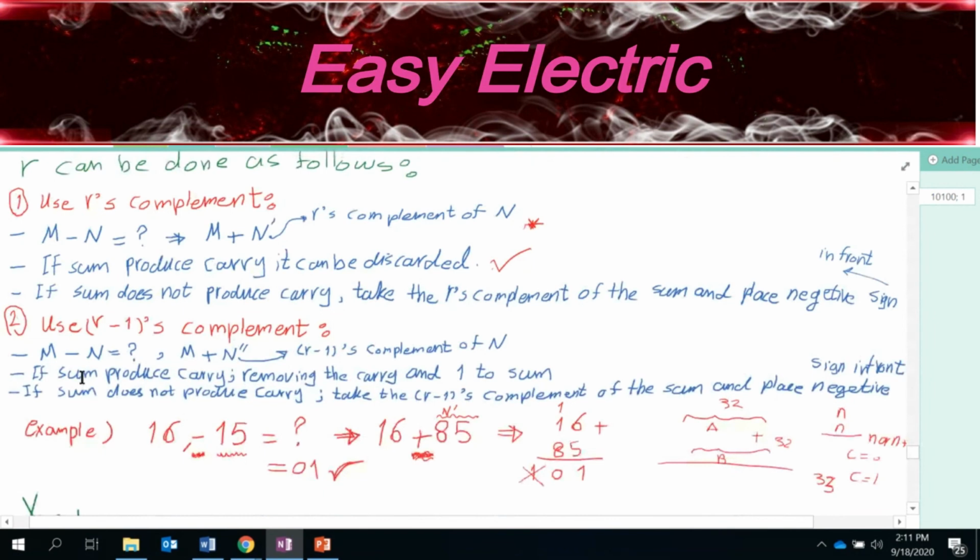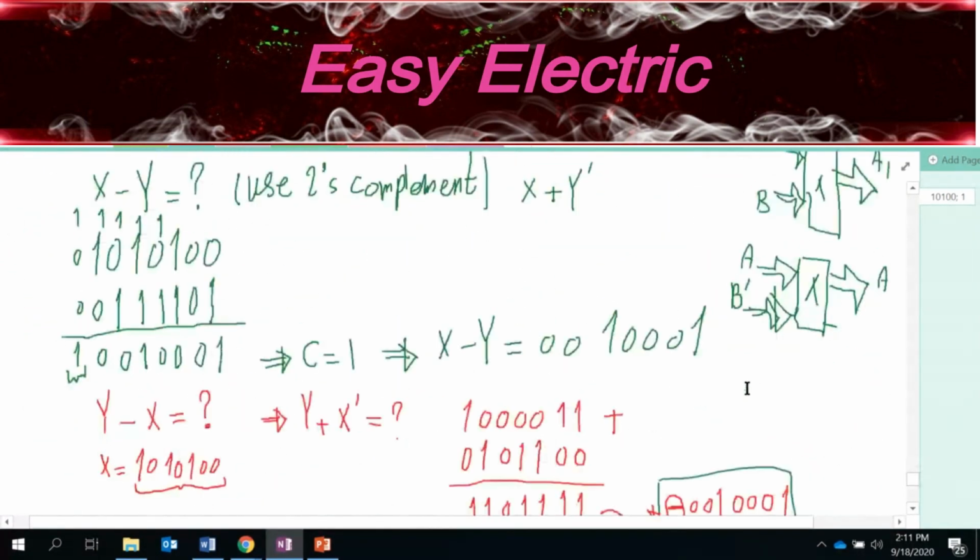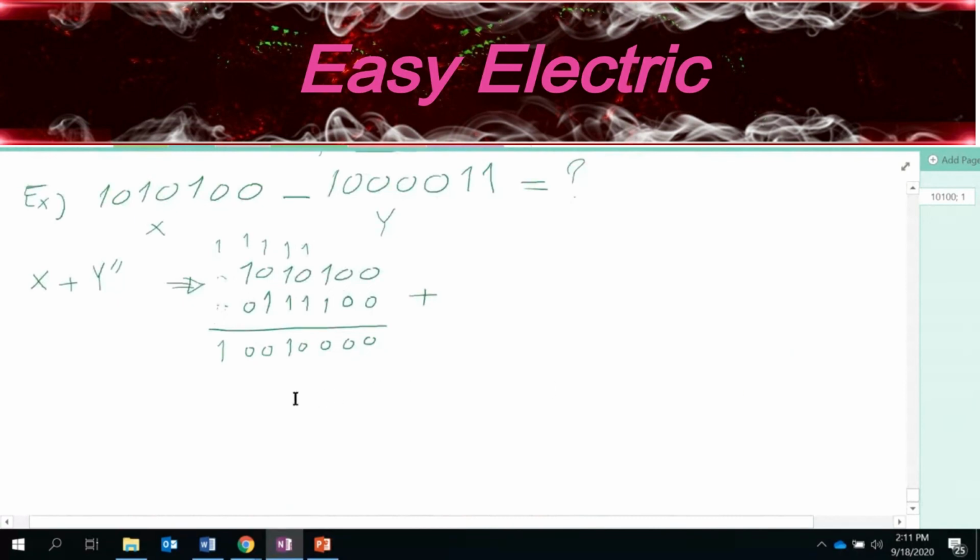So let's see: if the sum produces a carry, remove the carry and add 1 to the sum. Okay, so just remove the carry and add 1 to the sum. Let's do that. I'm doing it with the other color. Okay, so I get rid of this, and again add 1 to the result. This is the 1, right? So this is how you add the 1. So it should be 1 0 0 0 1 0 0. That means whatever you got is x minus y, which is 2 0 1 3 0 1.